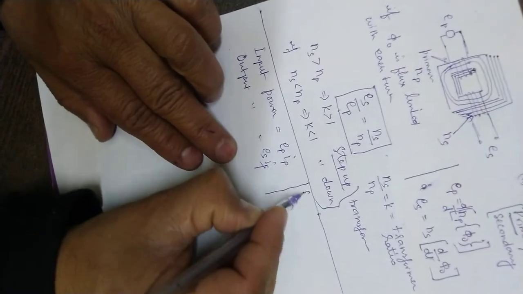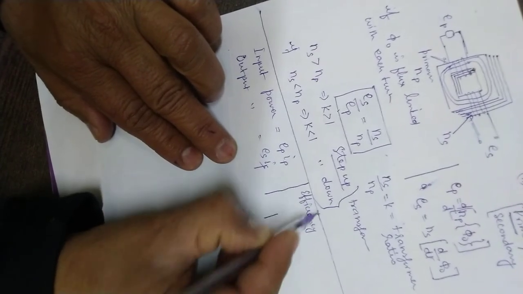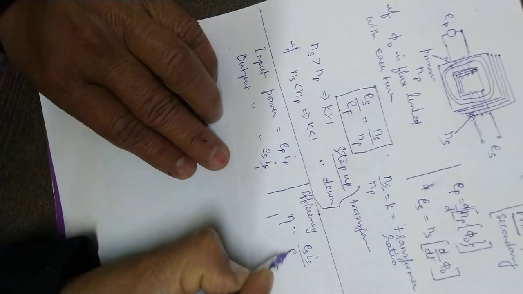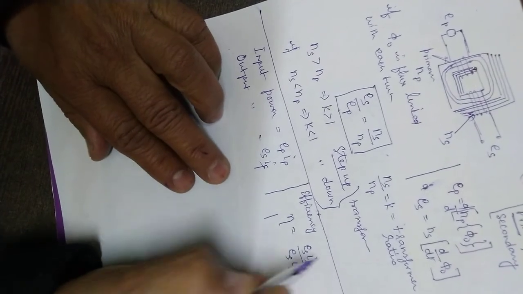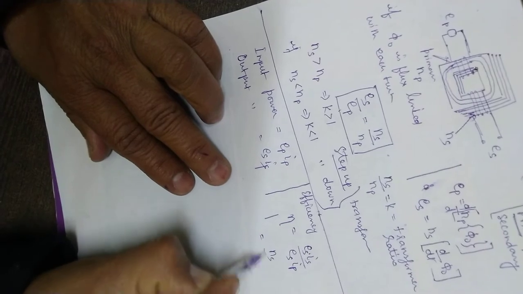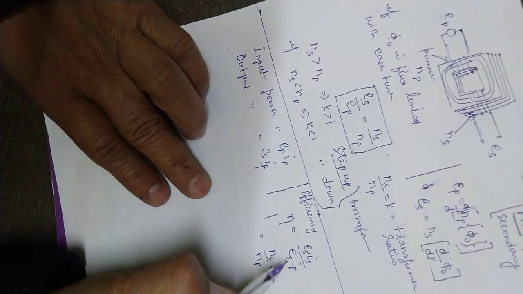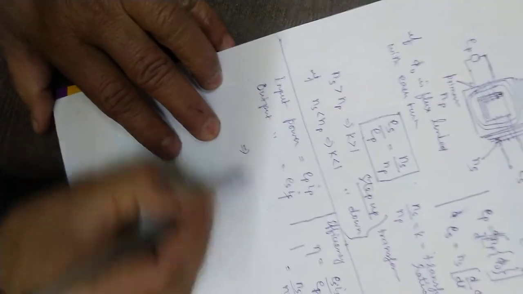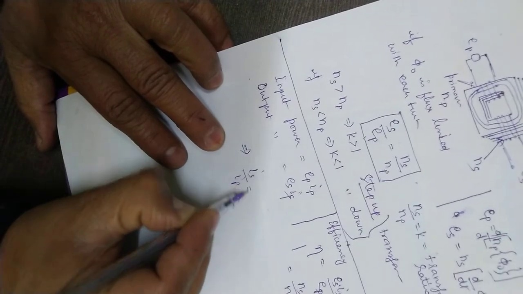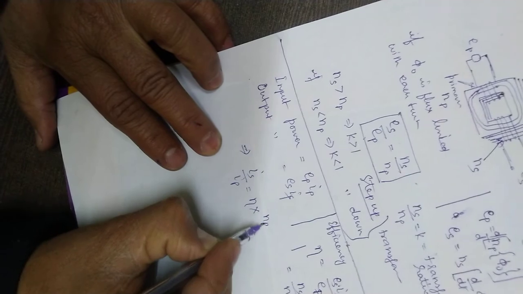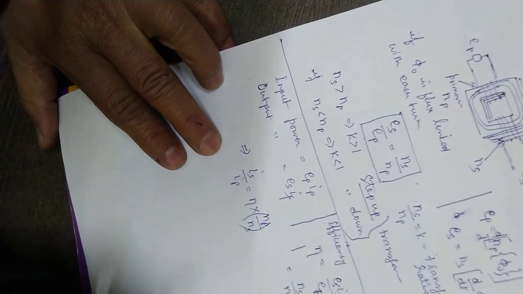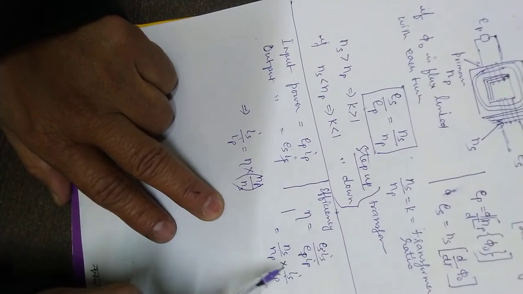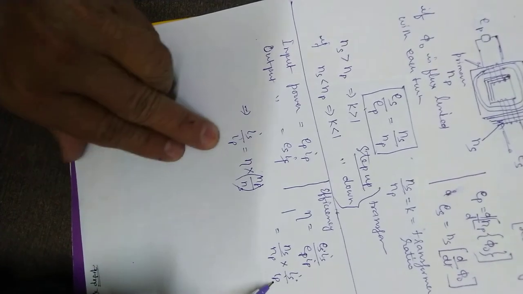So the efficiency, that is output power upon input power, is nothing but NS upon NP into IS by IP, and I will get the ratio of the current as efficiency multiplied by NP upon NS. I think I'm right. That is ES IS, IS upon IP. Okay.